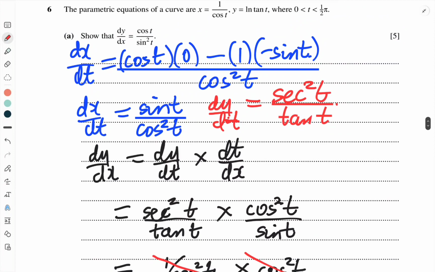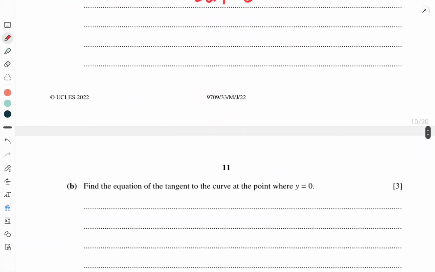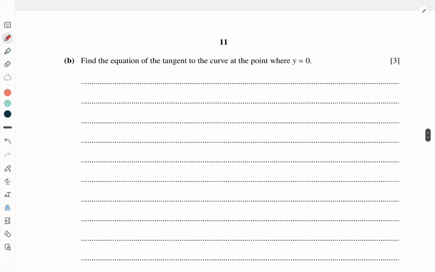Yes, and we've managed to show it perfectly for 5 marks. Part B, find the equation of the tangent of the curve at the point where y is equal to 0. Of course, y is 0, but we don't know what x is. So we need to find the x coordinate before we do anything. So, if y is 0, what's x?